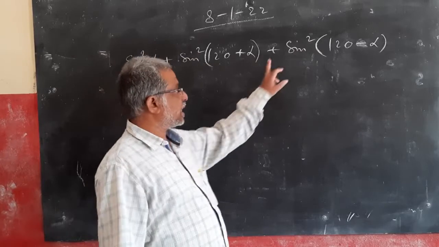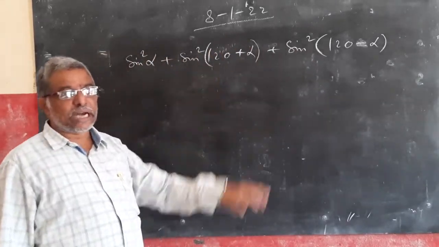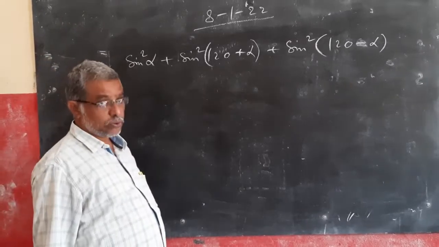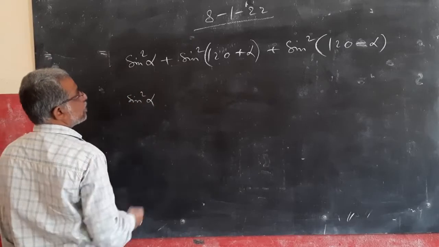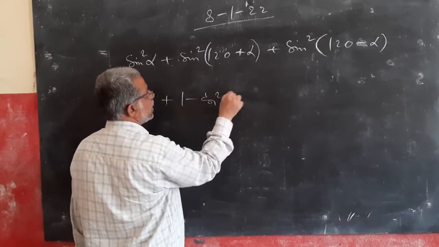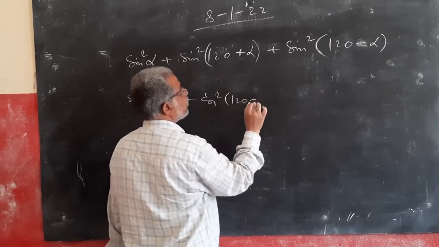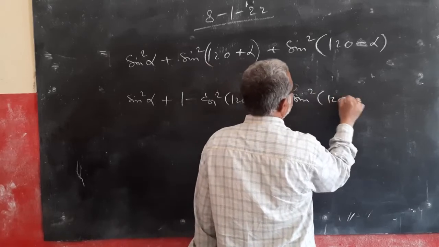Another way is you can write 1 minus cos square, then cos square minus sin square is cos a plus b into cos a minus b. So I am going for that. This is sin square alpha as it is, plus 1 minus cos square of 120 plus alpha, plus sin square of 120 minus alpha.